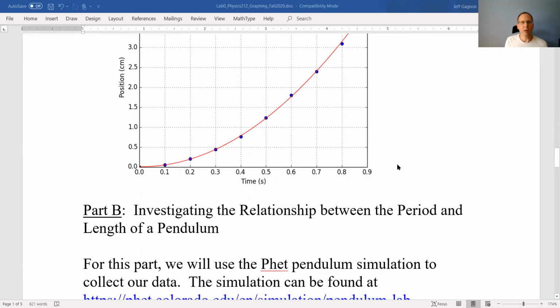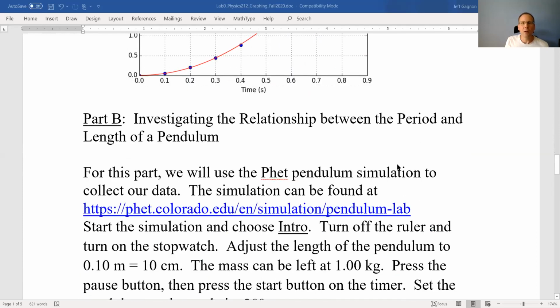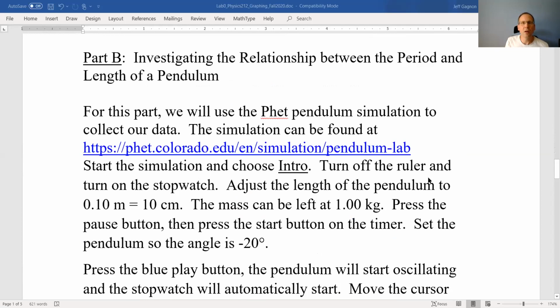Okay, now part B. So this is the part that Physics 206, Sports Physics Lab, does not have to worry about. But Physics 207 and Physics 212, you do definitely want to do this part, part B. So here's where we're going to investigate the relationship between the period and length of a simple pendulum.